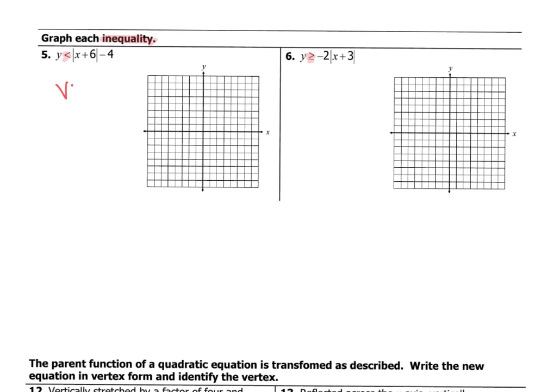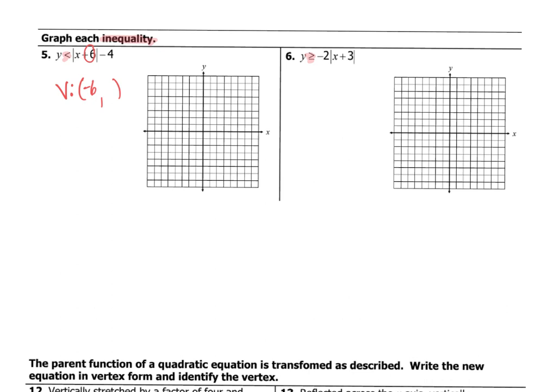We're going to identify the vertex. So again, what's that x, y value for the center of our V that we're going to create? And again, I know it's a V because it has absolute value bars. So the x value of the vertex, if I have plus 6 inside with the x, it comes out as negative 6, always the opposite.